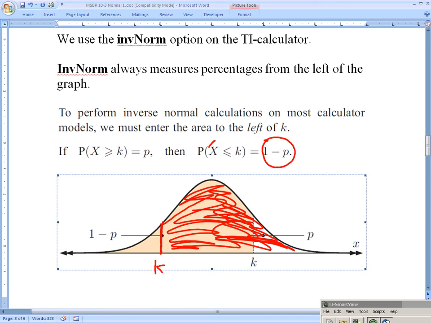So anytime we're talking about our data and we want it to be less than, or the probability that we're less than a certain value, then we are using this 1 minus p. And we'll look at an example of that coming up right now.